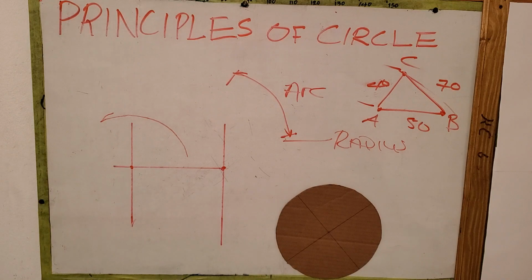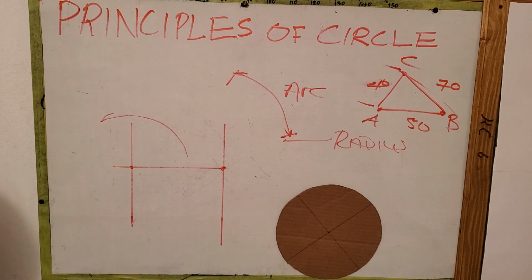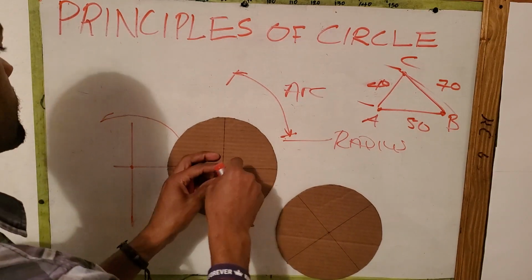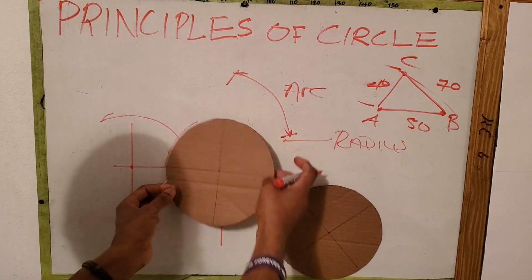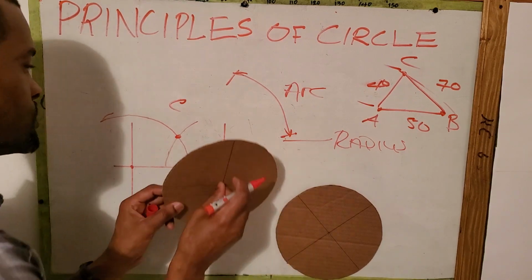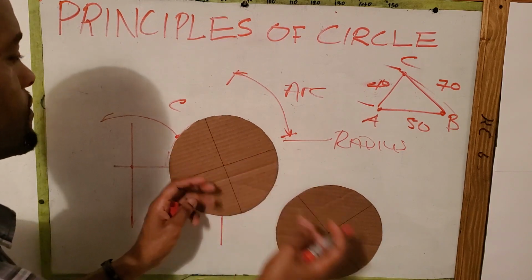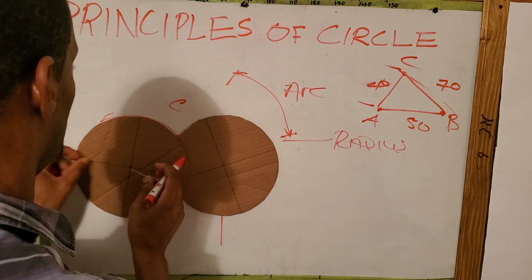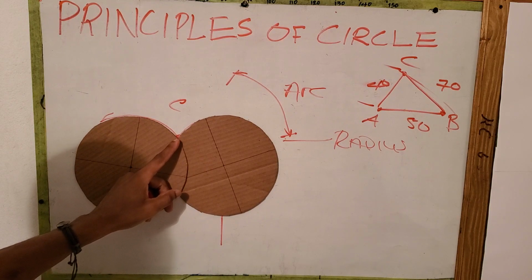and if we were to use, say, another circle, let's use this circle, at the point where both of them meet would be point C. Note here that where both arcs meet, that is point C. So that's where point C is formed.